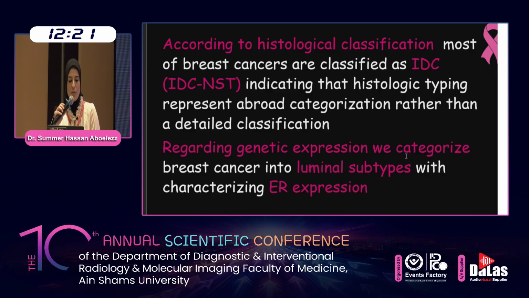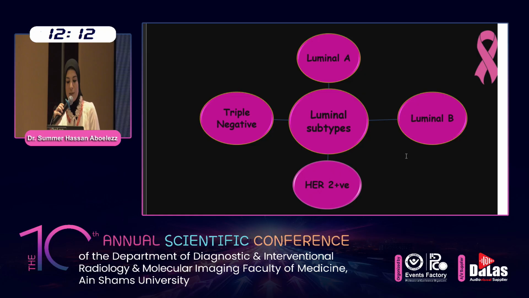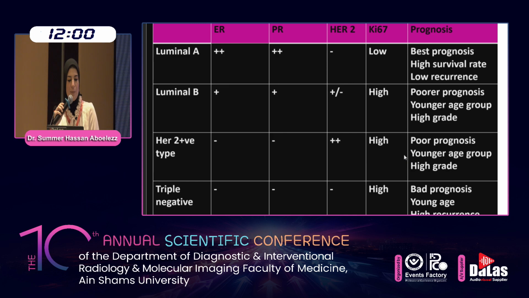Regarding the genetic expression, we categorize breast cancer into luminal subtypes, characterized by estrogen receptor expression. As seen here, they are arranged in a clockwise direction in relation to the prognosis from the best to the worst: luminal A, luminal B, HER2 positive and triple negative. Luminal A has the best prognosis, expressing ER and PR with negative HER2. Luminal B has poorer prognosis, with weak ER and weak PR, either positive or negative HER2. HER2 positive has negative ER and PR, also with poor prognosis, and the triple negative hormonal profile has the worst prognosis among them.